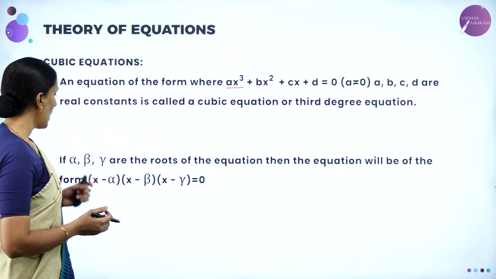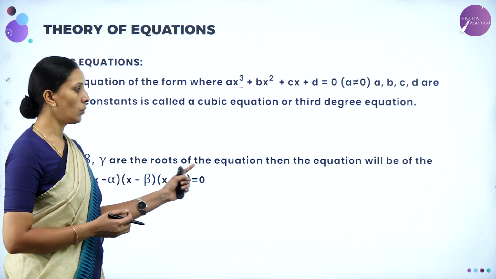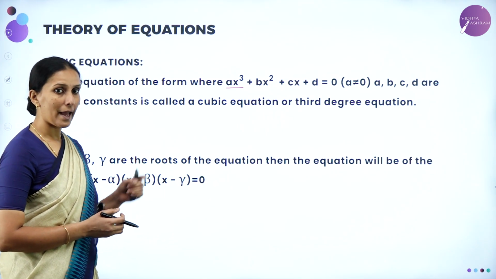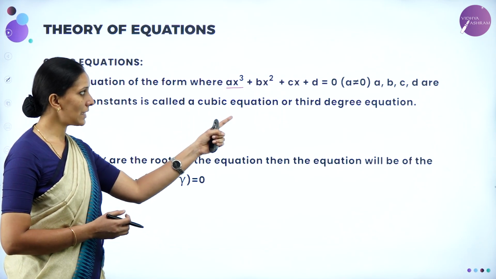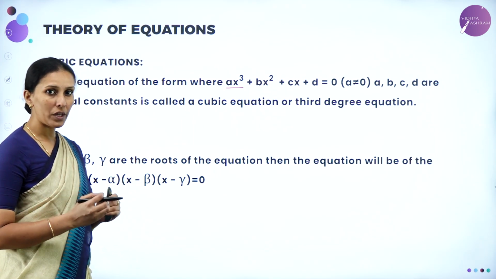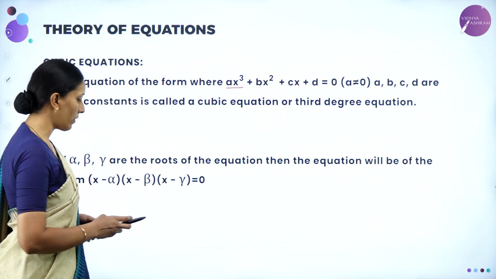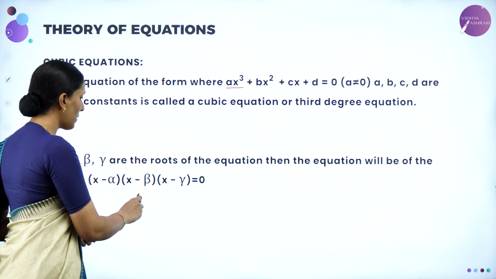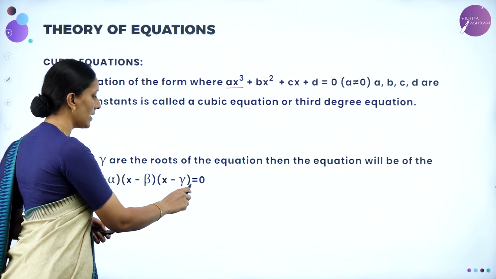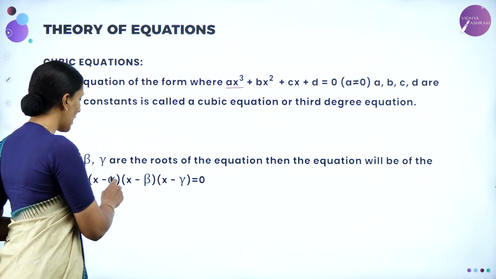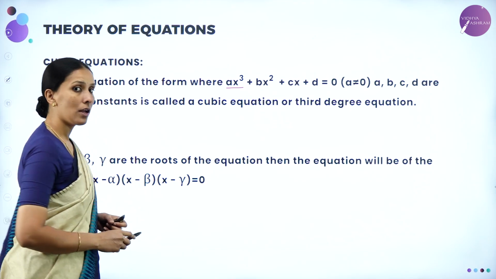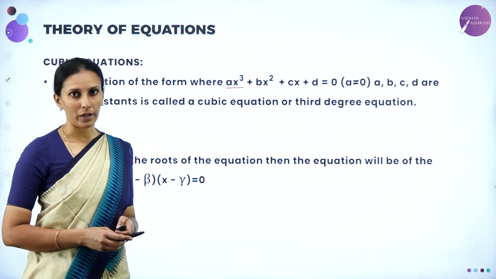Now suppose alpha, beta, gamma are the roots of the cubic equation ax cube plus bx square plus cx plus d equals 0, then we can write them as a product of 3 linear factors in such a way: x minus alpha, x minus beta, x minus gamma is equal to 0. Here alpha, beta, gamma are roots of the cubic equation.